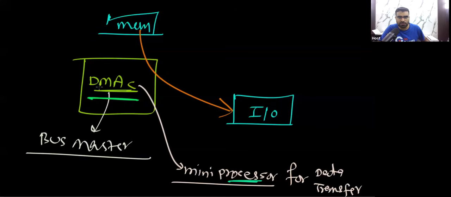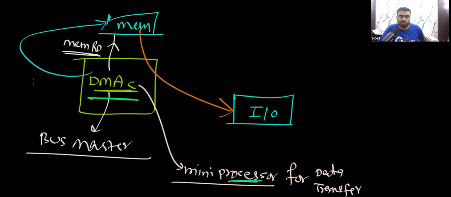For example, if the DMA controller wants to transfer the data from main memory to IO device, then what will happen? The DMA controller will send a memory read control signal to the main memory. Is this clear? And the DMA controller will also send the address, basically the source address, meaning from where in the main memory you want to read the data. And then the data will come on the data bus.